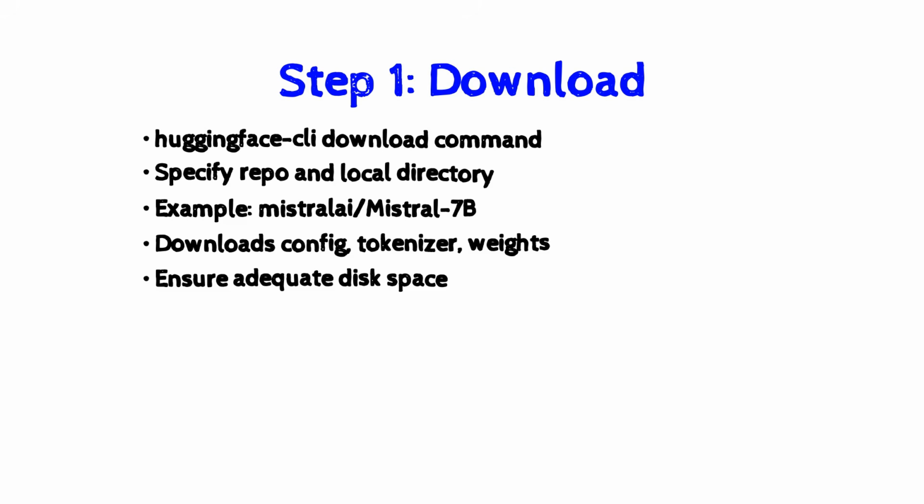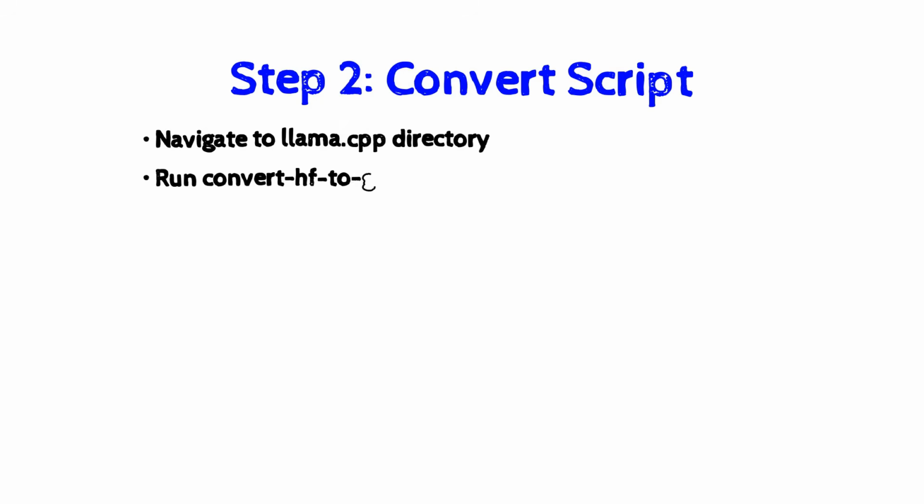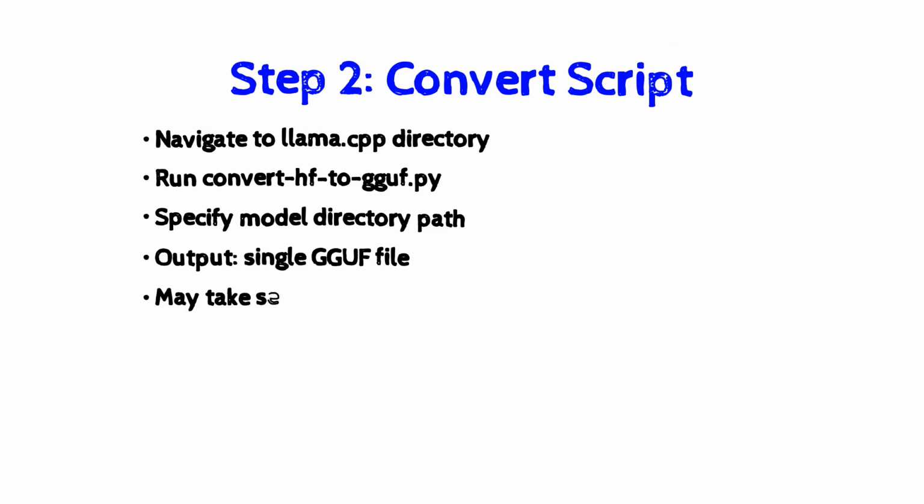Once downloaded, navigate to the llama.cpp directory and locate the convert-hf-to-gguf.py script. Run this script with the path to your downloaded model directory as the argument. The script will analyze the model architecture, convert the weights to GGUF format, and output a single GGUF file.